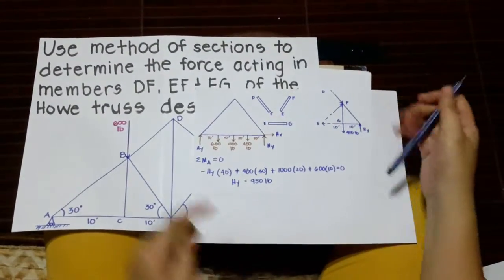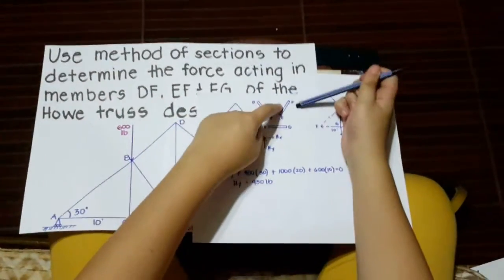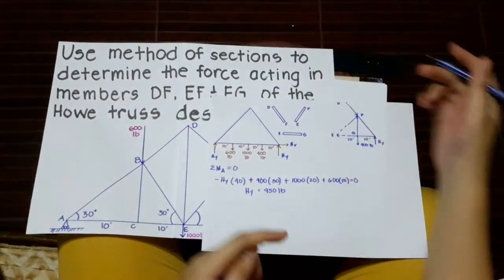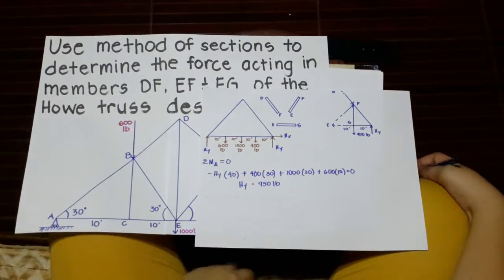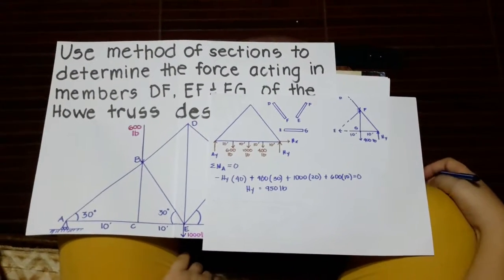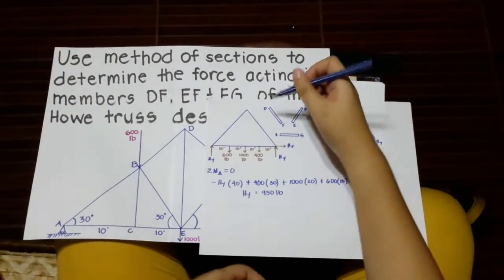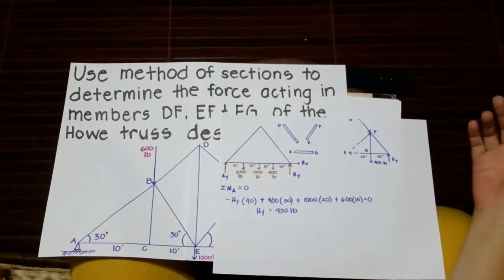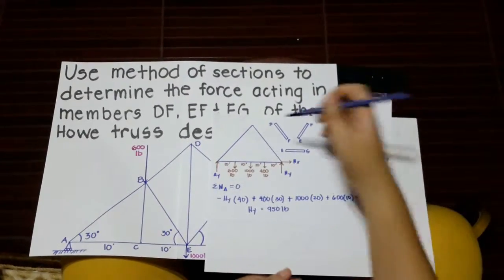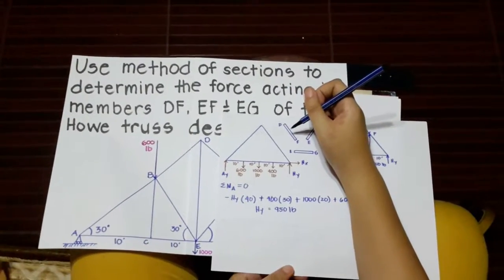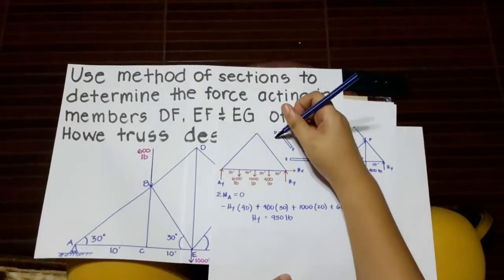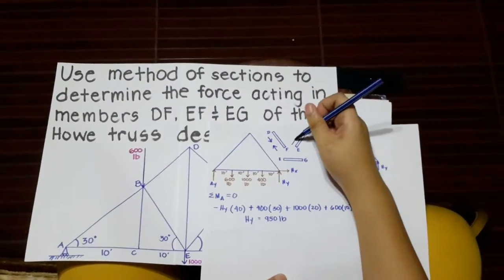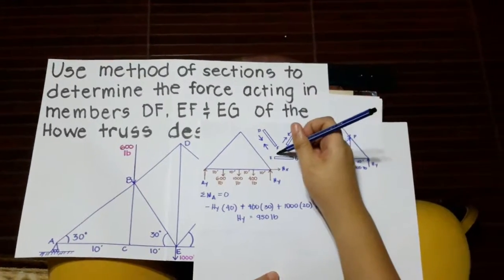Now, we'll have DF, EF, and EG. We will assign if each is compression or tension. It's okay if you assign a different force than me, because we will only have different answers in the sign. The sign just means that your answer should be the opposite force. So for DF, I'm going to assign compression. For EF, I will assign that it is also compression. And for EG, tension.